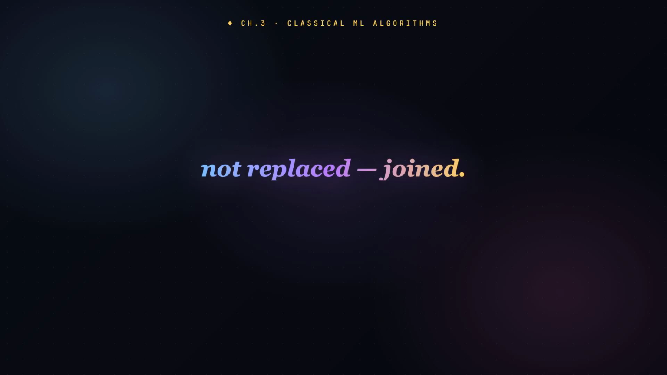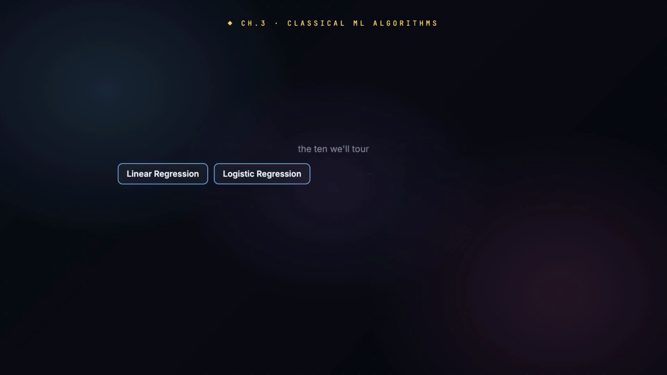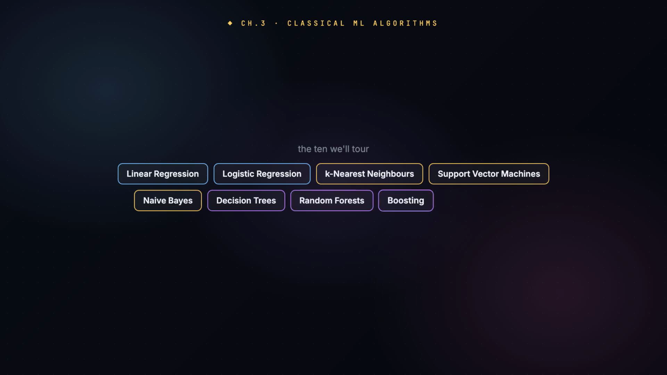For a decade, the headline has been deep learning, but here's a secret the headlines skip. For most of the data businesses actually have, spreadsheets, tables, rows, and columns, the classic algorithms still win. Deep learning didn't replace them, it joined them.